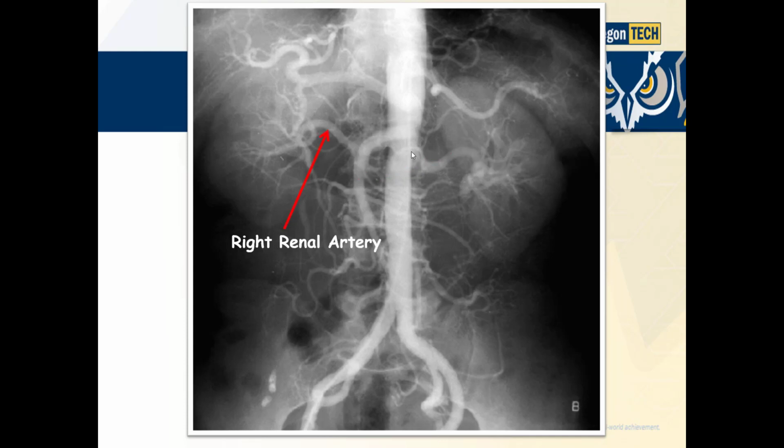Right renal artery. It's coming off right here, coming across here. And here is the left renal artery. Left renal artery. And then the inferior mesenteric artery. Here's that iliocolic artery going down to that ileocecal valve region.